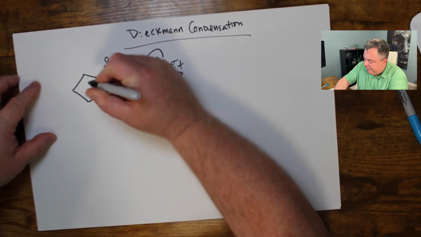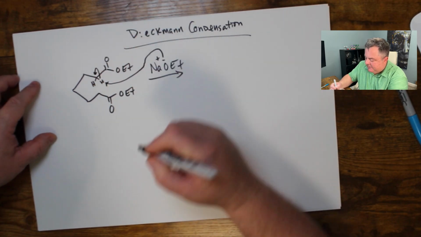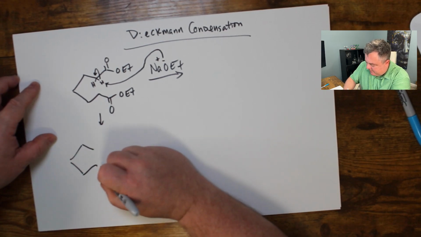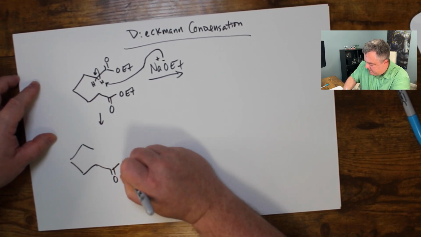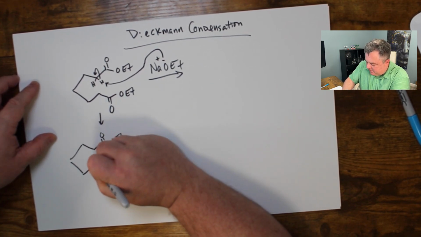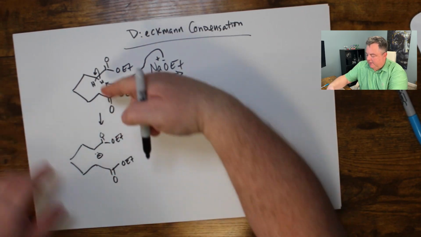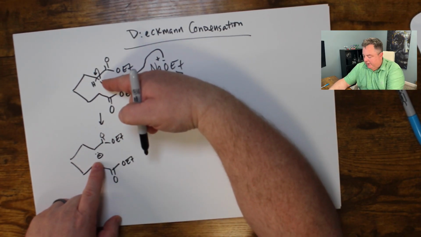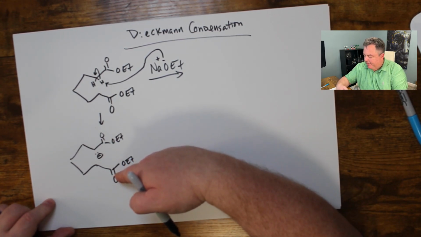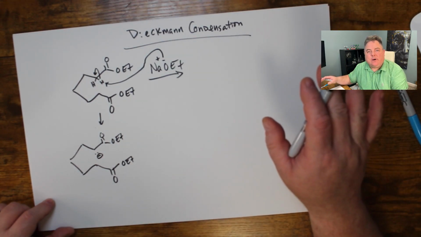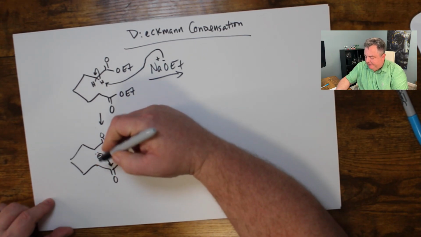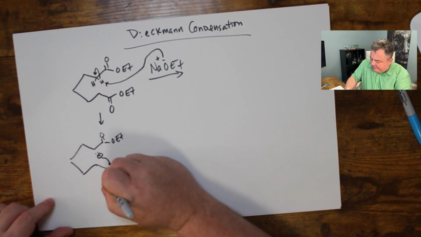My base pulls off that proton, leaves the electrons behind on that carbon. So we have a negative, aggressive, nucleophilic carbon, and it's going to go do an attack. And it wants to attack a carbonyl, but instead of attacking another molecule of the same kind of compound, it's so much easier for it to just reach around inside of its own molecule and backside attack this carbonyl.